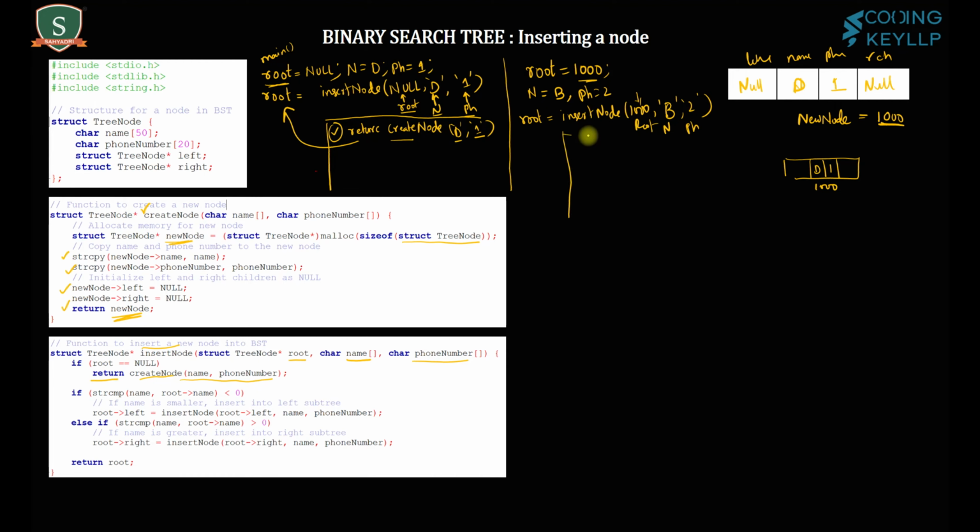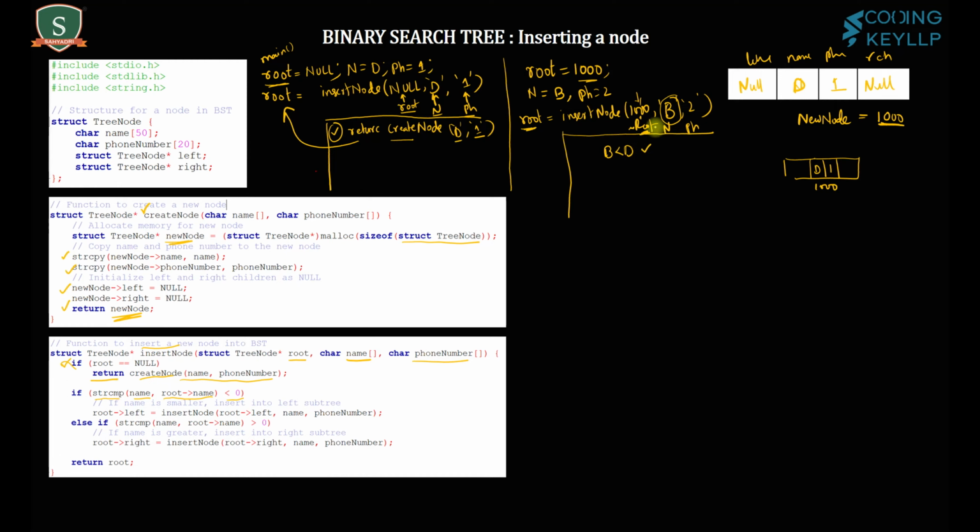You need to understand the global variable and static variable and the scope of the variable. The root which is here is different from the root that is here, right? Now in the insert node, is root equal to null? No, root is equal to 1000 here. So this condition failed now. It comes back to here and checks string compare name, comma root name less than 0. So what is the name here? Name is B. What is the root name? Root is 1000, and the 1000 name is D. So they are checking the condition B less than D. Is the condition successful? Yes, the condition is successful.